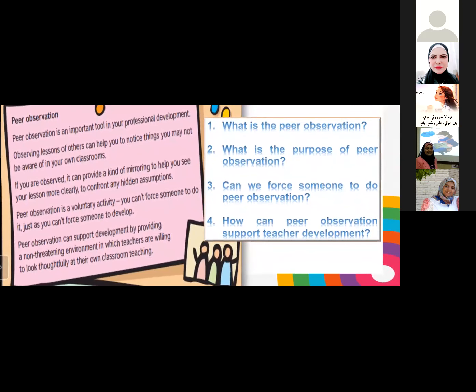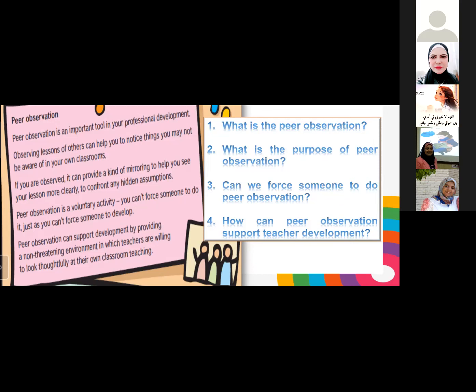Can we force someone to do peer observation? Can I force you, Ms. Tami, for example, to go observe others? Is it a must or an obligation? No, Ms. Firdaus, of course not. We cannot force someone to do peer observation. And even if we want to observe an excellent teacher or a colleague and he doesn't want to, we have to respect his need and not attend and observe him.